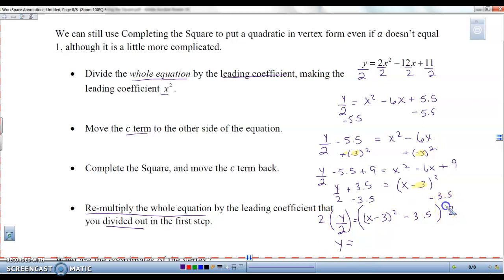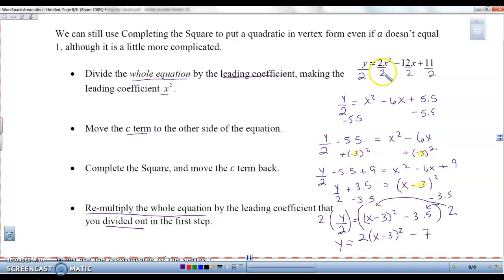Now this 2 has to multiply to this, and it has to go to this. All right, but we can't multiply through the parentheses because of the squared here. So we just take the 2 and put it in front of the parentheses. That makes it the leading coefficient, and then we do negative 3.5 times 2, which is negative 7. Okay, so now we have completed the square. We have created vertex form of this equation: y equals 2 times x minus 3 squared minus 7.